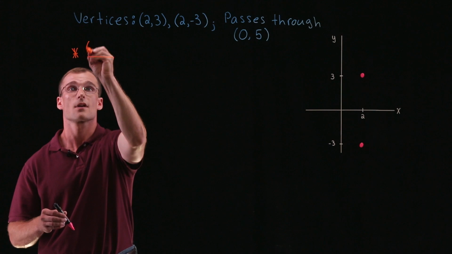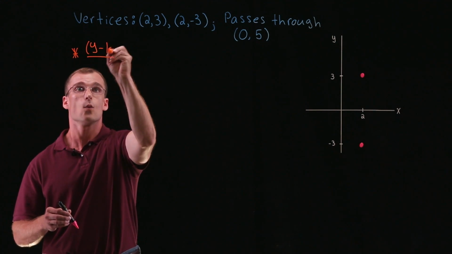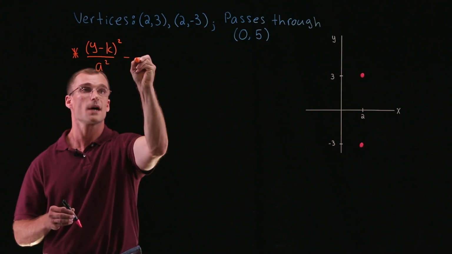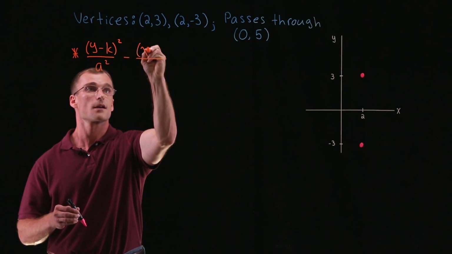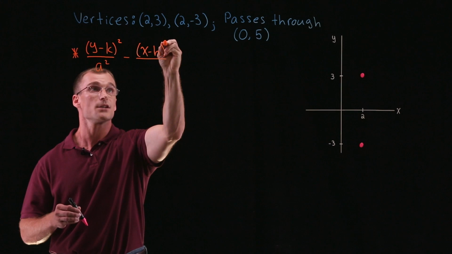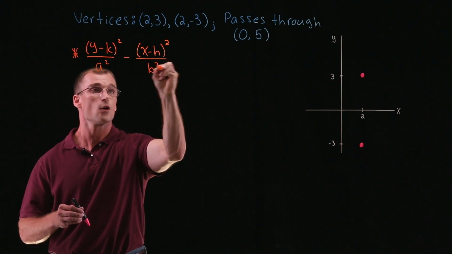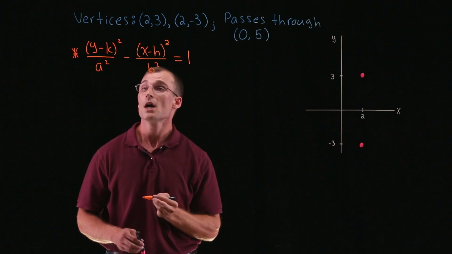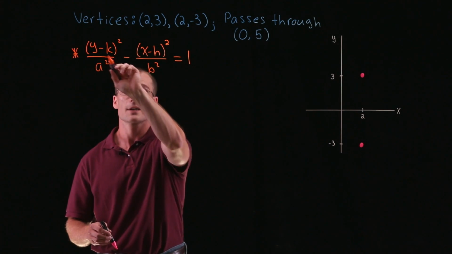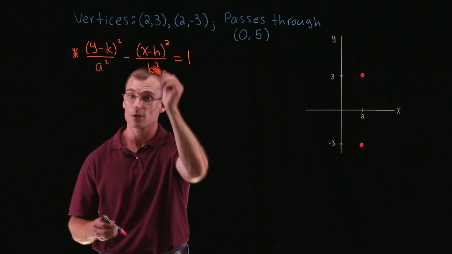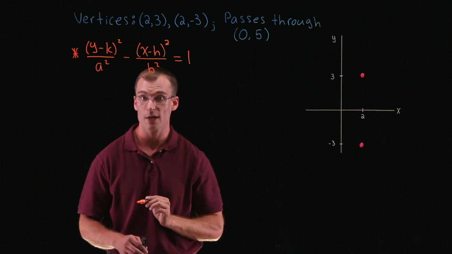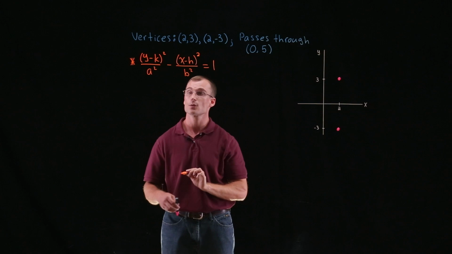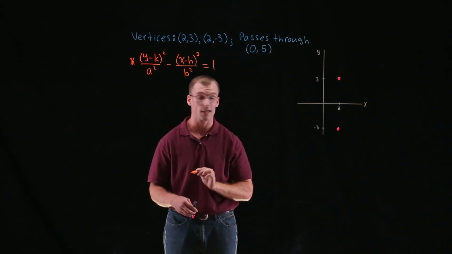So we're going to have the quantity y minus k squared over a squared, minus the quantity x minus h squared over b squared, and that's equal to 1. So what we can do is find our k, our h, our a, and our b, plug them in, and we have the standard form of our equation. Now before we go too much further, we can find the k and the h, which are the coordinates of the center of the hyperbola.